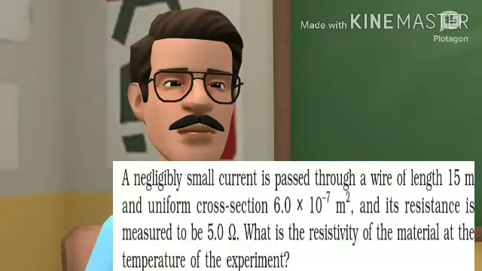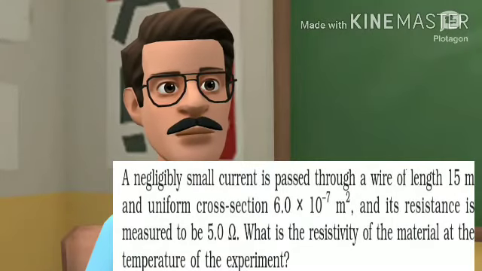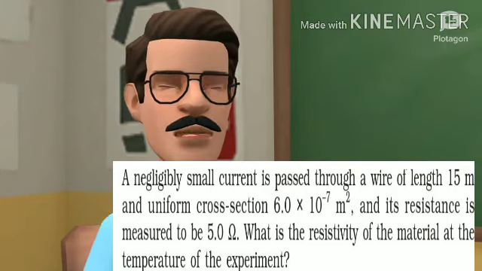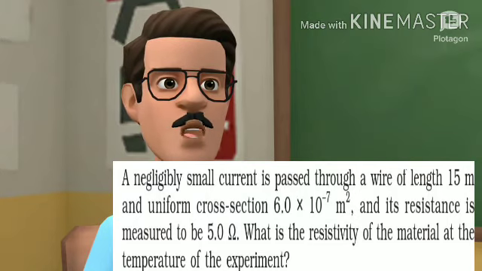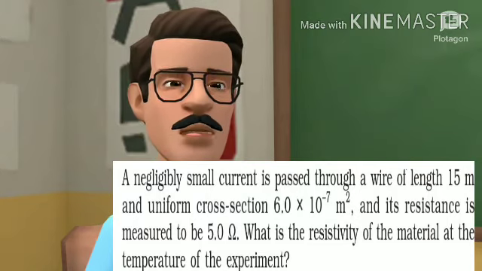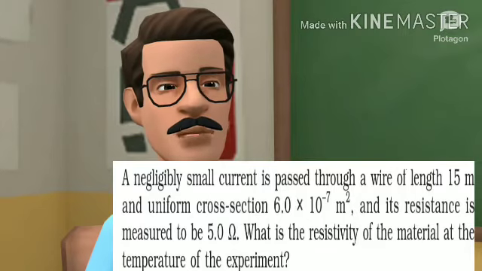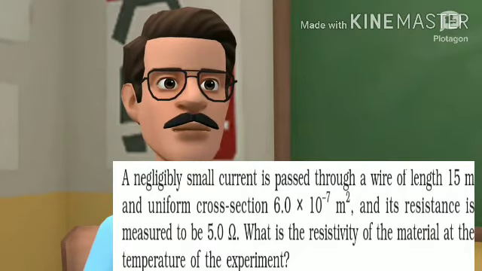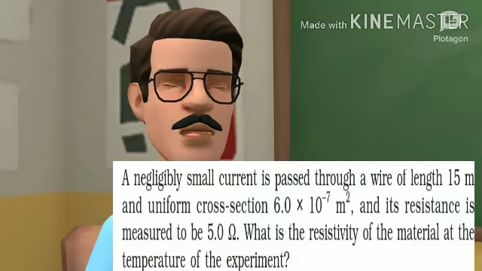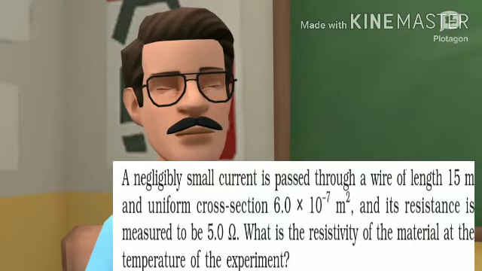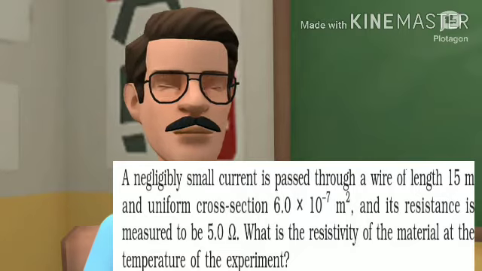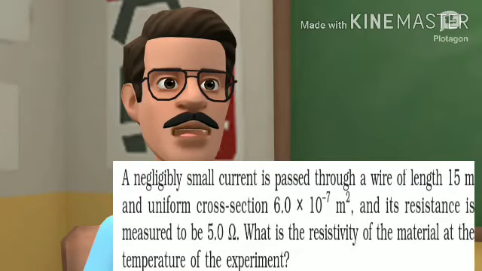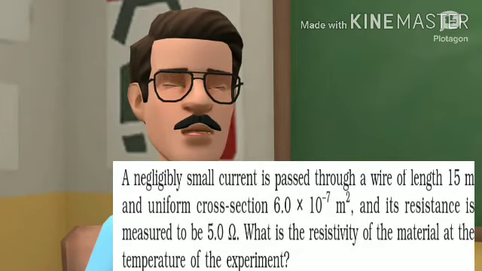Next question, that is a very simple question. A negligibly small current is passed through a wire of length 15 meters. So length is given. And the uniform cross section 6 into 10 raised to minus 7 meters squared. And its resistance is measured to be 5 ohm. What is the resistivity of the material at the temperature of the experiment?